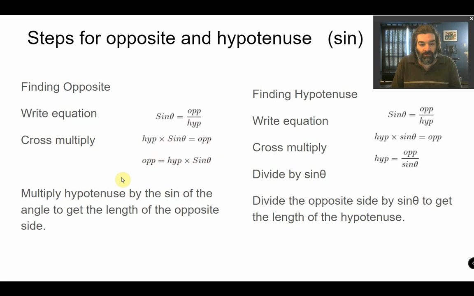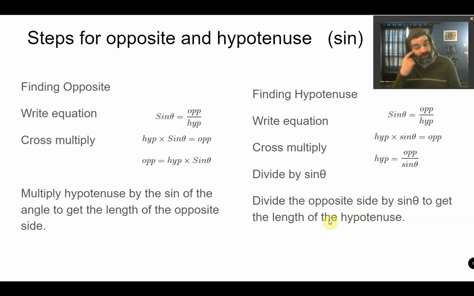So to find the opposite side, you multiply the hypotenuse by the sine of the angle to get the length of the opposite side. You just put in the number for the hypotenuse, put in sine, and then the number of the angle, hit equals, and it'll tell you the height of the opposite side. If you're finding the hypotenuse, after you cross multiply, you have to divide by the sine of the angle. So if you know the opposite side, you divide the opposite by the sine of the angle, and that gives you the length.